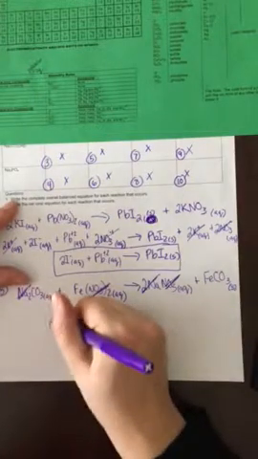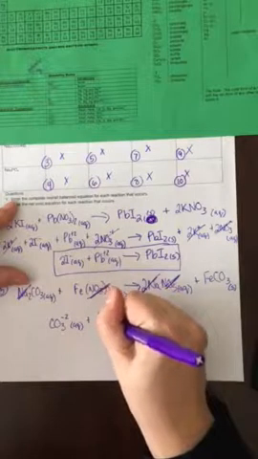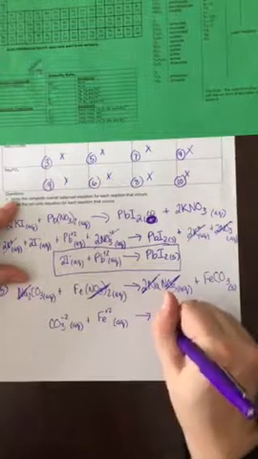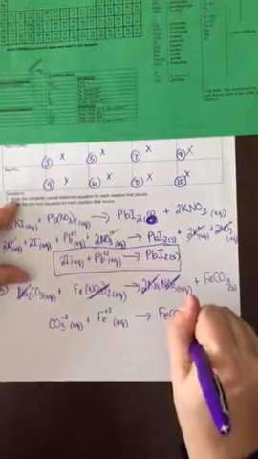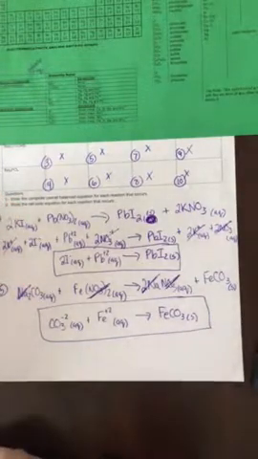It's an ionic equation, though, so it needs to be minus 2 aq, plus Fe, and what is the charge? Plus 2 aq makes FeCO3 solid. That is your net ionic equation.